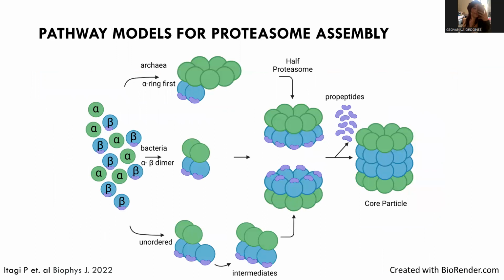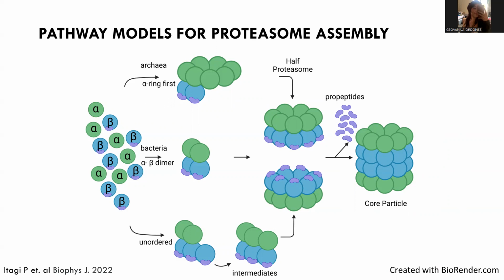In archaea, on the top, we see that it uses a heptameric alpha ring as a template for beta to bind, creating the half proteasome. So this ring is used as a template where beta comes and joins like little Legos, creating the half proteasome. Two half proteasomes are formed, the propeptide sleeve, and the core particle is created.